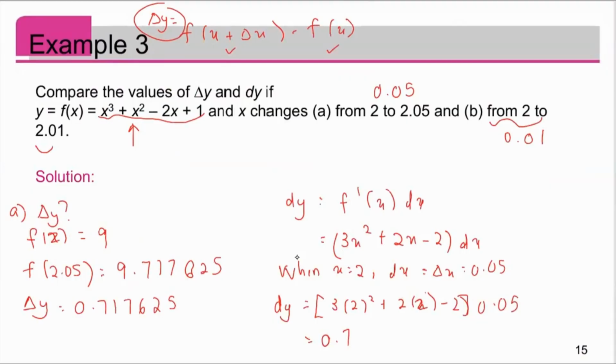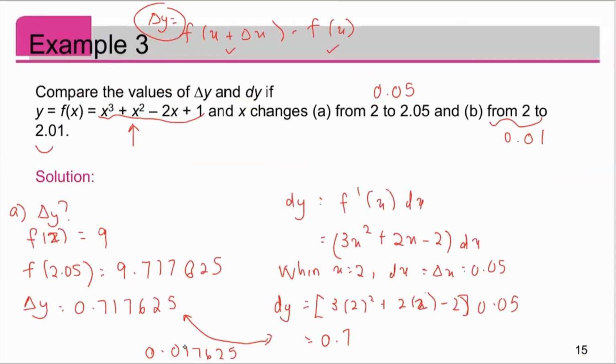So now we want to make comparison. Okay, the difference is 0.017625. So that's for question A. Okay, that's one of the objectives. We have compared the values of delta y and dy. And then I hope you can try to do for question 2.